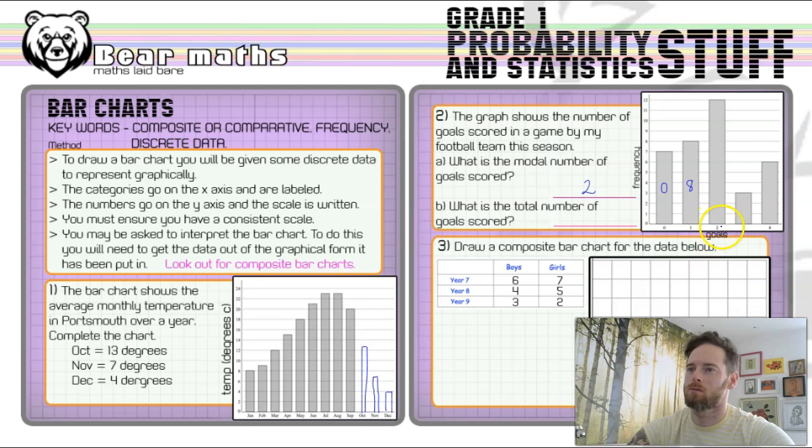Then we've got 2 goals scored in 12 games. So 2 goals, 2 goals, 2 goals, 2 goals, 2 goals, 12 times. That gives us 24 goals. 3 goals were scored in 3 games. So 3 games, 3 goals each. All right, that's going to be 9 goals in total there.